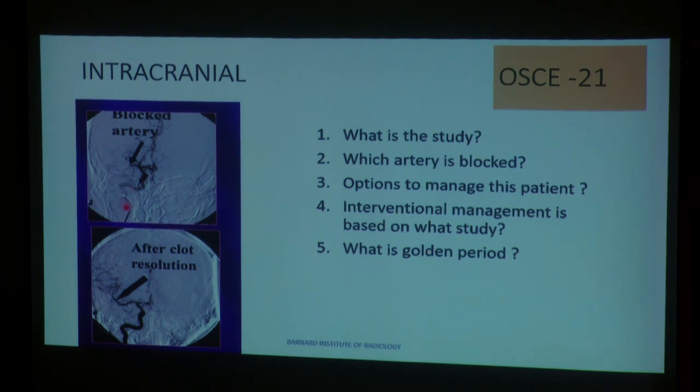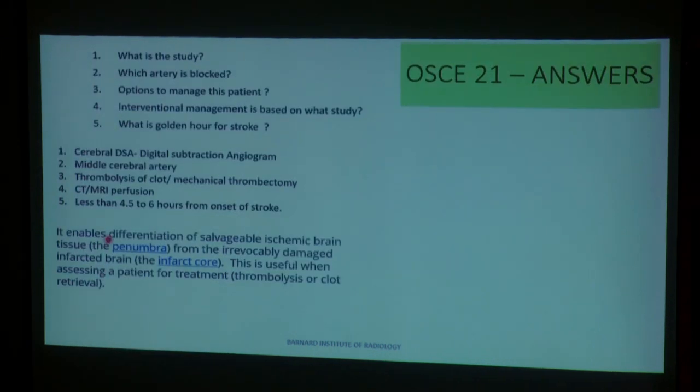So here you can see this is a cerebral angiogram. The catheter is in the right ICA. You can see the intracerebral ICA, the bifurcation into the anterior cerebral and middle cerebral, which is occluded, and after the clot is removed, you can see restoration of blood flow in the MCA. So this is a cerebral DSA, middle cerebral artery clot is seen. You can do a thrombolysis of the clot, or you can do a mechanical thrombectomy.